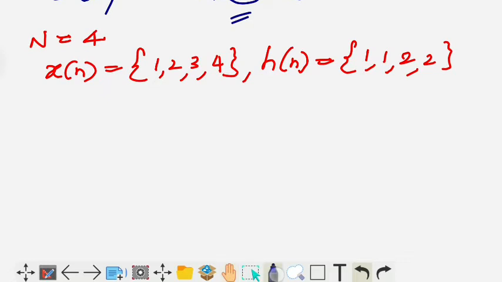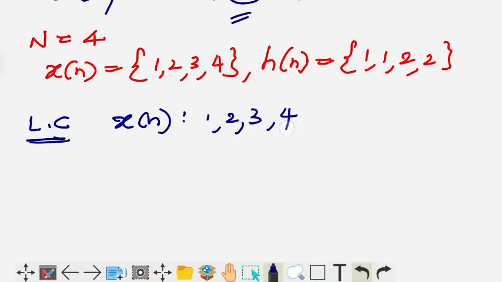So first I am finding the linear convolution of x of n and h of n. How to find it? So let's write x of n as 1 2 3 4.